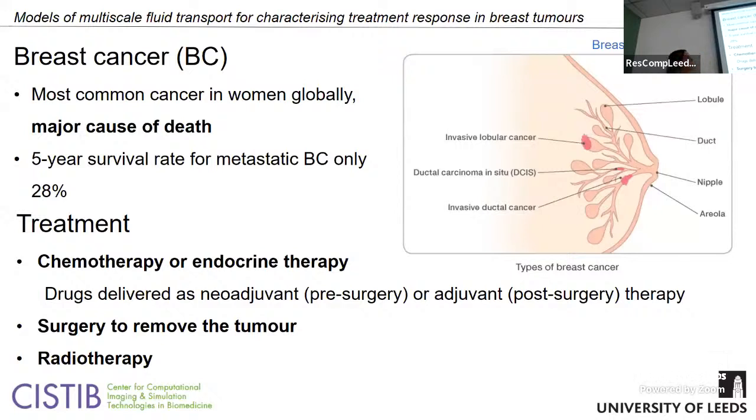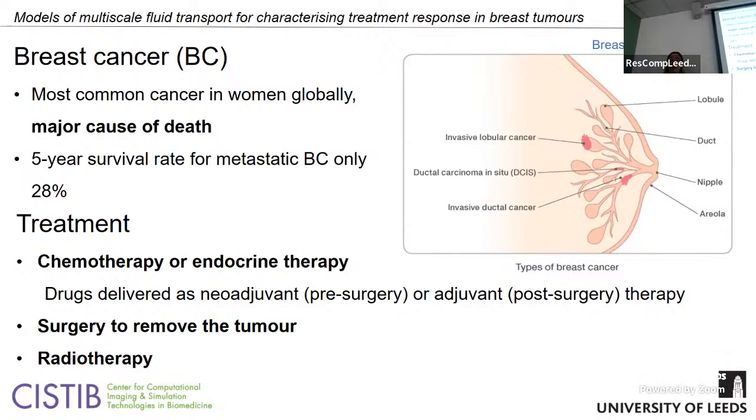Well, it's super common. It's the most common cancer in women across the world, and it's still a major cause of death. A lot of research has gone into it, and the outcomes really improve if you're diagnosed in the early stages. But unfortunately, the 5-year survival rate for stage 4 breast cancer, which is when it metastasizes and spreads to other parts of the body, is only 28%. It's commonly treated using chemotherapy, surgery, or radiotherapy.